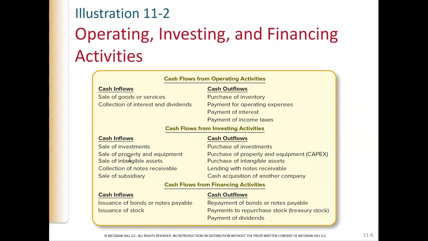Here is a really handy slide, an illustration in your book, illustration 11-2, and this is handy for figuring out what the verb is, what the description of the transaction is. So cash inflows are the sale of goods or the sale of services and collection of interest and dividends. That would be a cash inflow. Outflows are purchase of inventory, payment for an expense, payment of interest, payment of taxes. So these are cash collections because of goods or services or interest and dividends, and this is what we bought, and these are all considered operating activities.